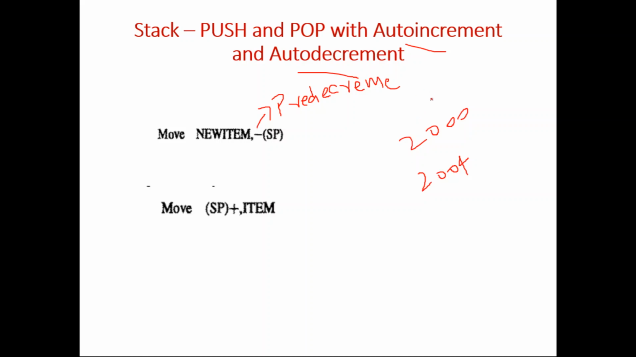Right? Again, if you want to push, then 4 will again be subtracted from SP. It will become 1996, and there the new item will be pushed. So how much will it subtract? We are saying it is subtracting 4. Why is it subtracting 4? Why not 3 or 2 or 1?